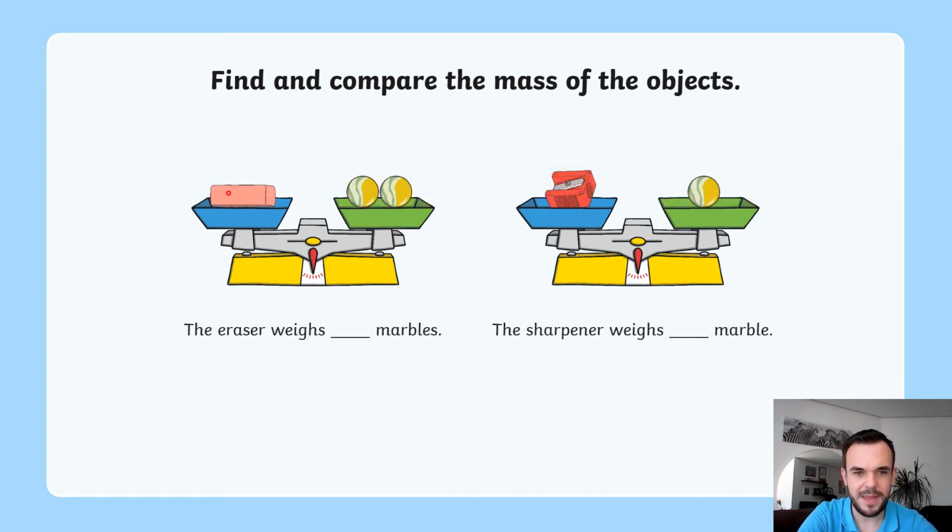Oh, we've got a rubber here this time. The rubber weighs how many marbles? 1, 2. The eraser weighs 2 marbles. The rubber weighs 2 marbles. The sharpener weighs how many marbles? Well, we've got 1 sharpener and we've got 1 marble, so they are the same weight because the scales are level. So the sharpener weighs 1 marble.